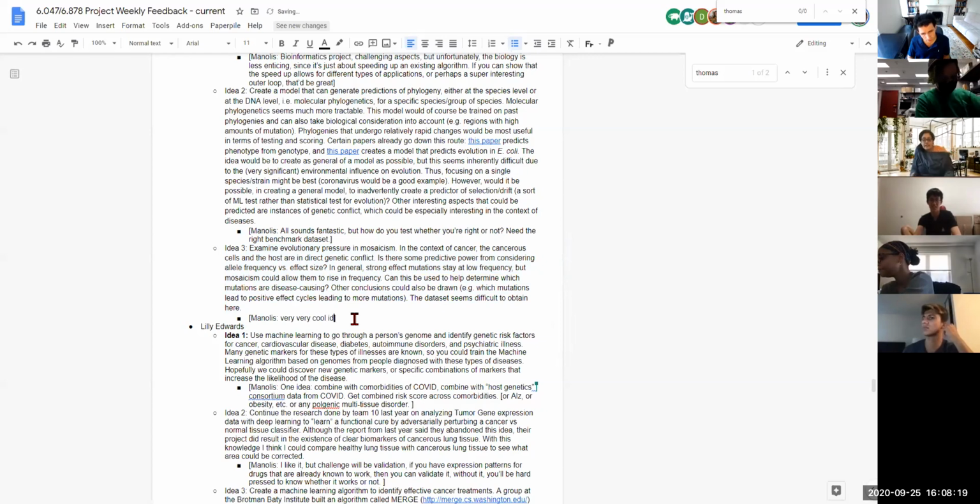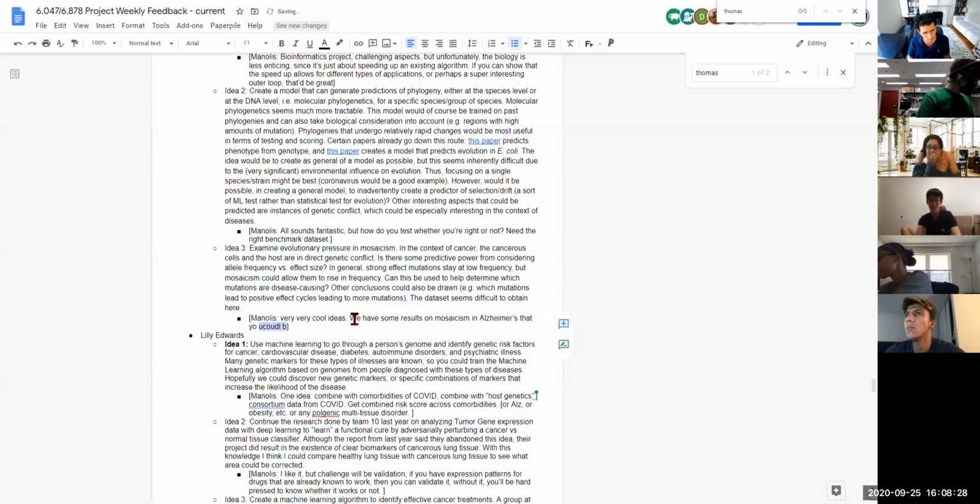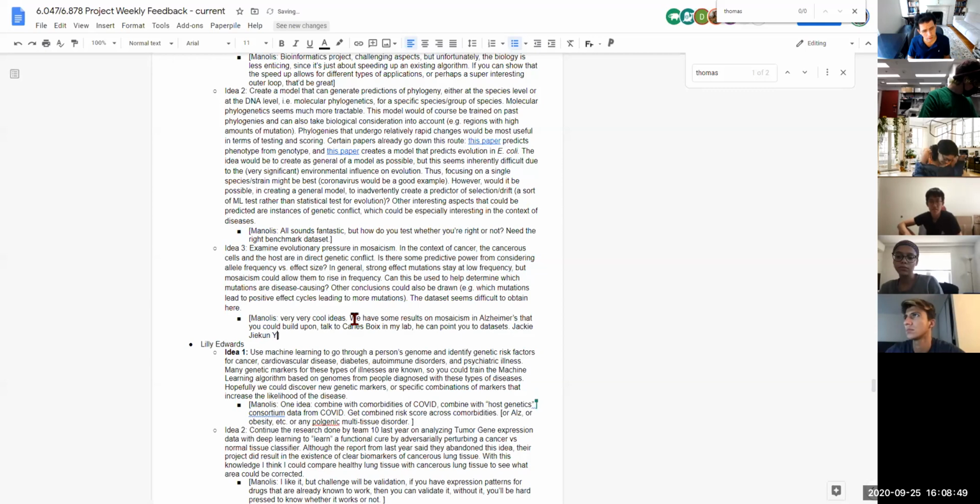Very, very cool ideas. We have some results on mosaicism in Alzheimer's that you could build upon. Talk to Carlos in his lab. He can point you to data. And then Jackie Yang has mosaicism in cancer single cell RNA-seq. So you can talk to her as well.